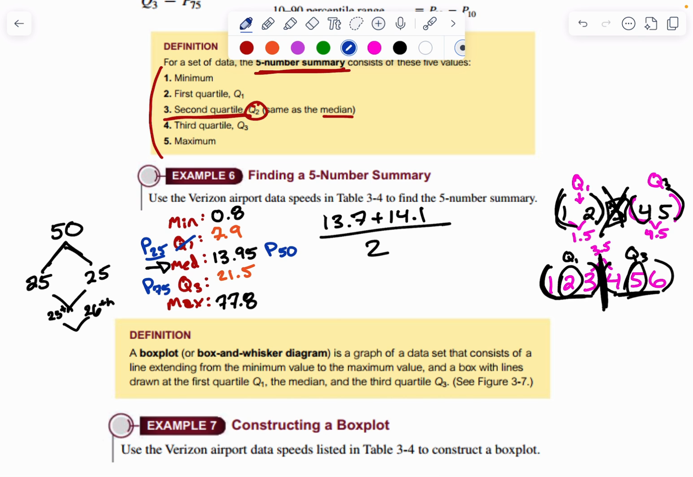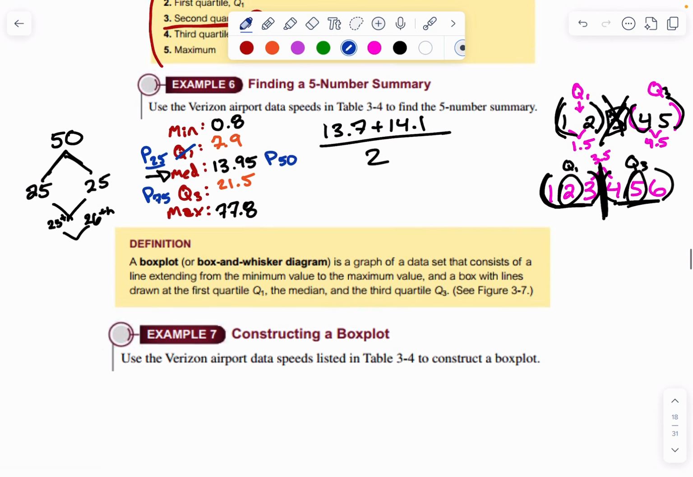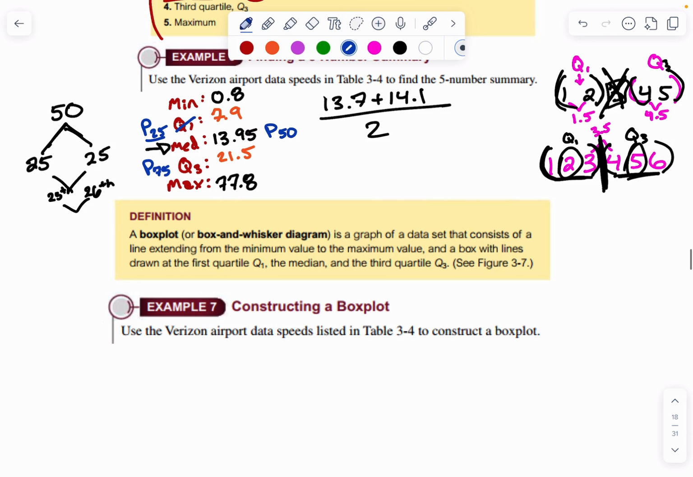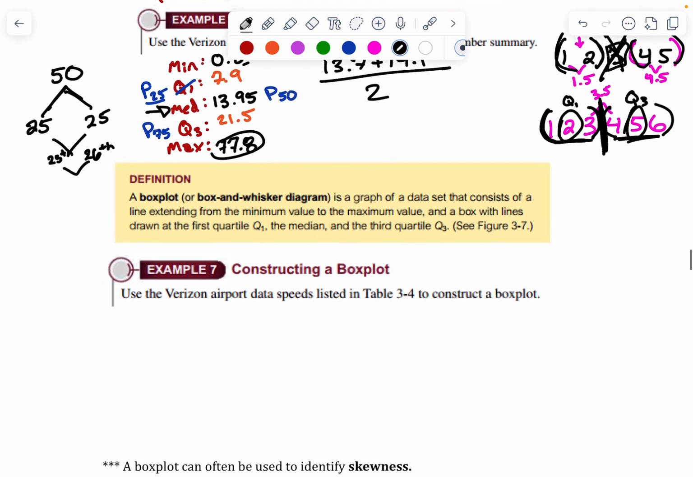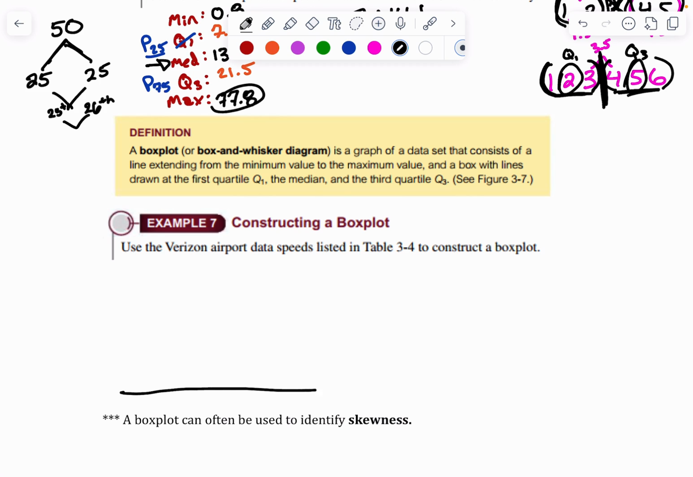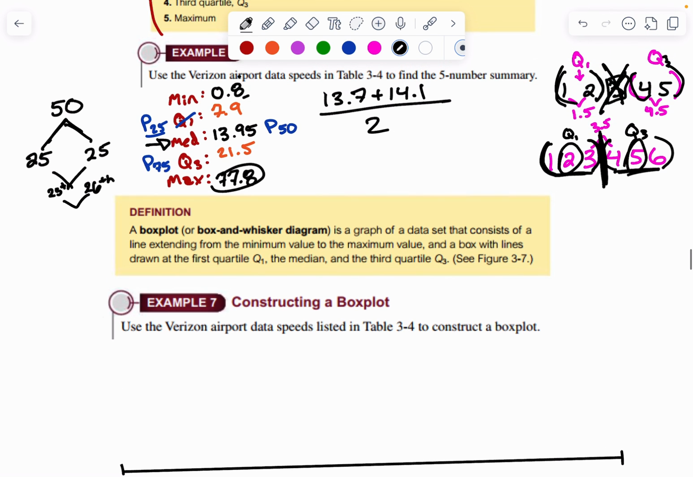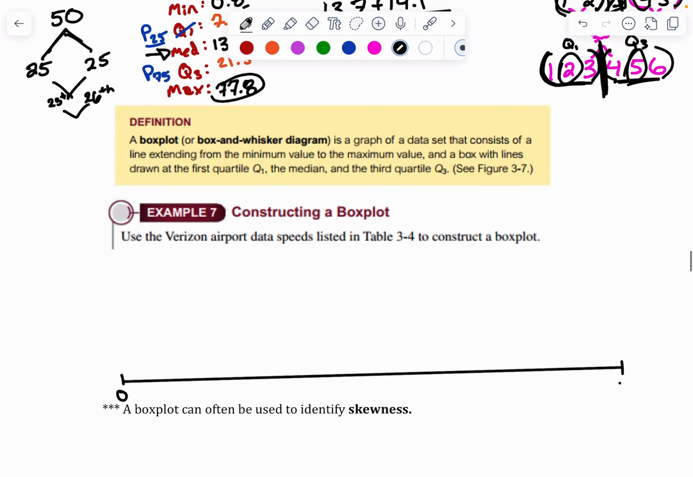Now they want us to construct a box and whisker plot with this, okay? And what I do first, because it drives me nuts when kids don't do this: my minimum number is 0.8, my maximum number is 77.8. So on the bottom here, I'm going to draw a straight line. My smallest number is close to 0. My largest number is close to 80.